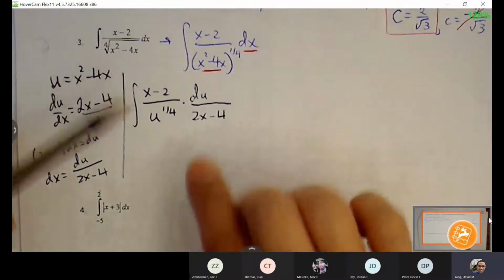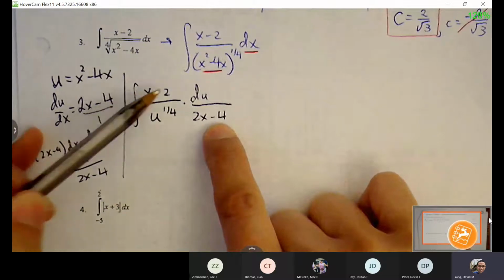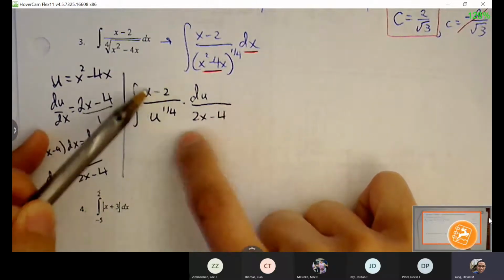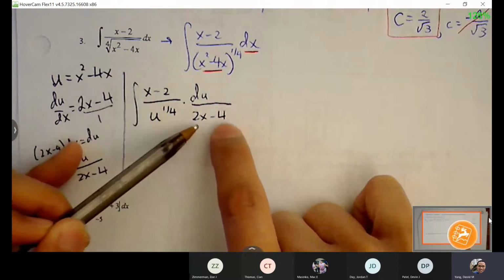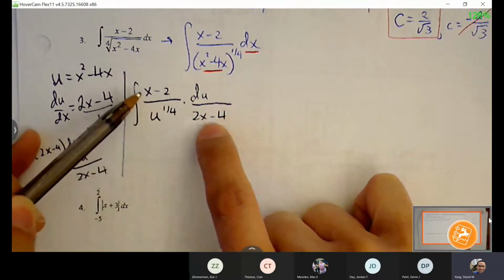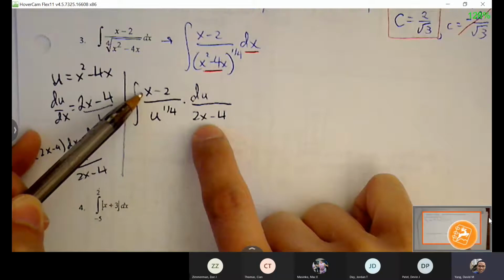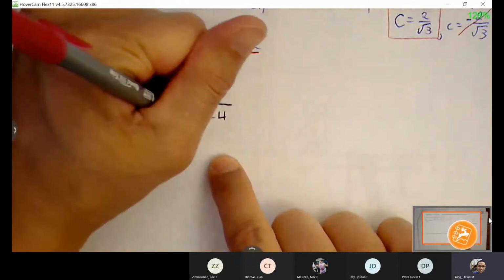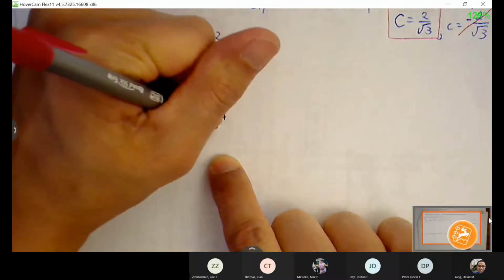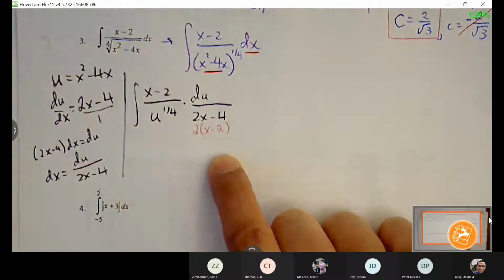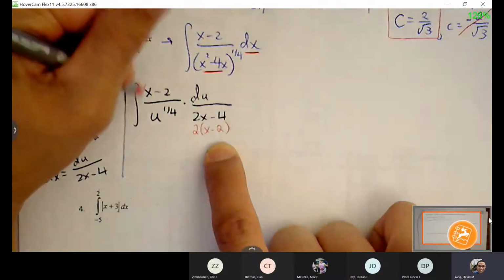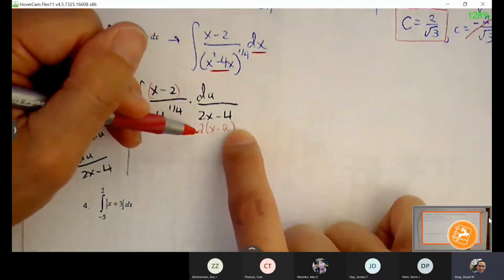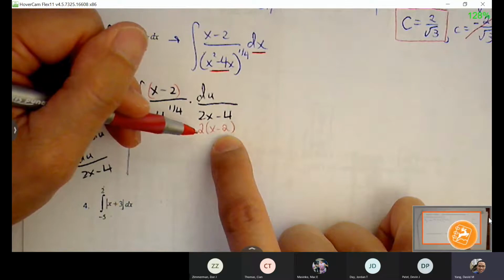Now, if you look, it's not a perfect match, right? X minus 2 and 2x minus 4 is not quite perfect. We can't just cancel across addition and subtraction here. But is there anything that I can do with 2x minus 4 to make it look like x minus 2 a little better? You can factor a 2 out, right? So if I factor a 2 out, now I have a perfect match, right? You can cancel across multiplication here.